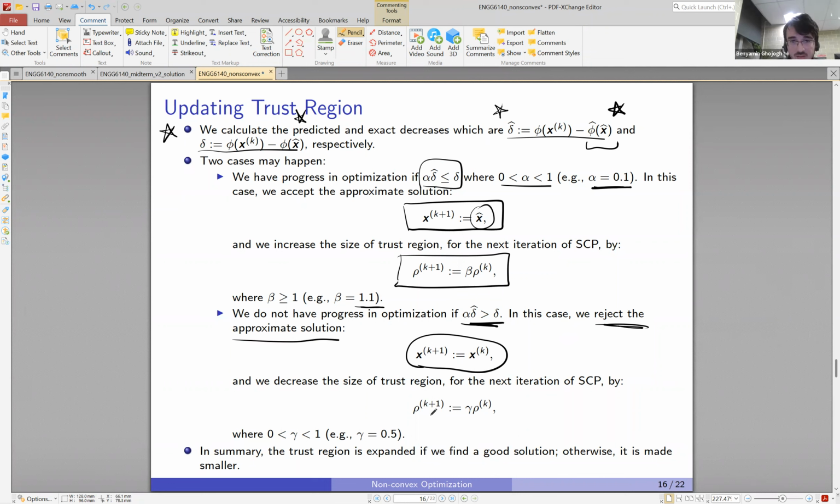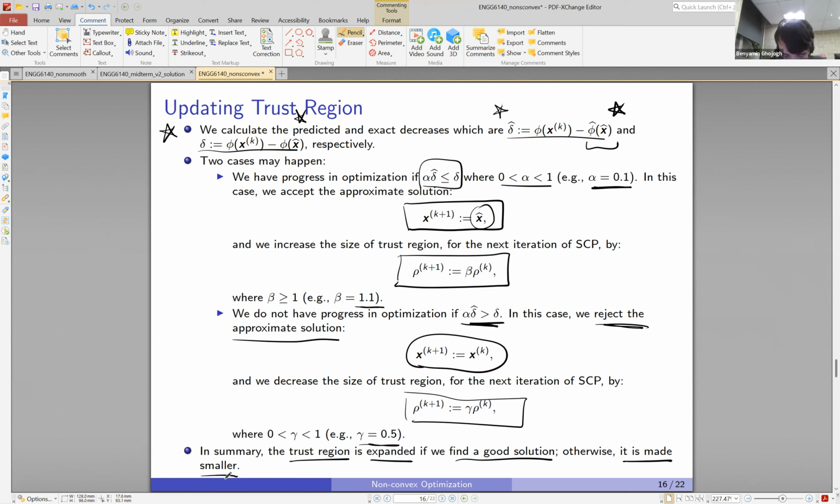And punish the trust region, making it smaller by multiplying it by gamma, which is between 0 and 1. So rho becomes smaller. It means that the trust region becomes smaller, right? So in summary, the trust region is expanded if we find a good solution. Otherwise, it is made smaller.